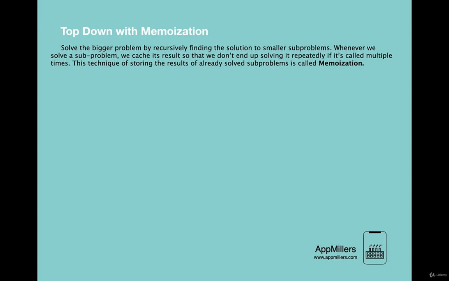Now in the previous lecture we have learned what is dynamic programming and properties of dynamic programming. In this lecture we will learn different methods of dynamic programming for solving problems. Now the first approach is top-down with memoization.